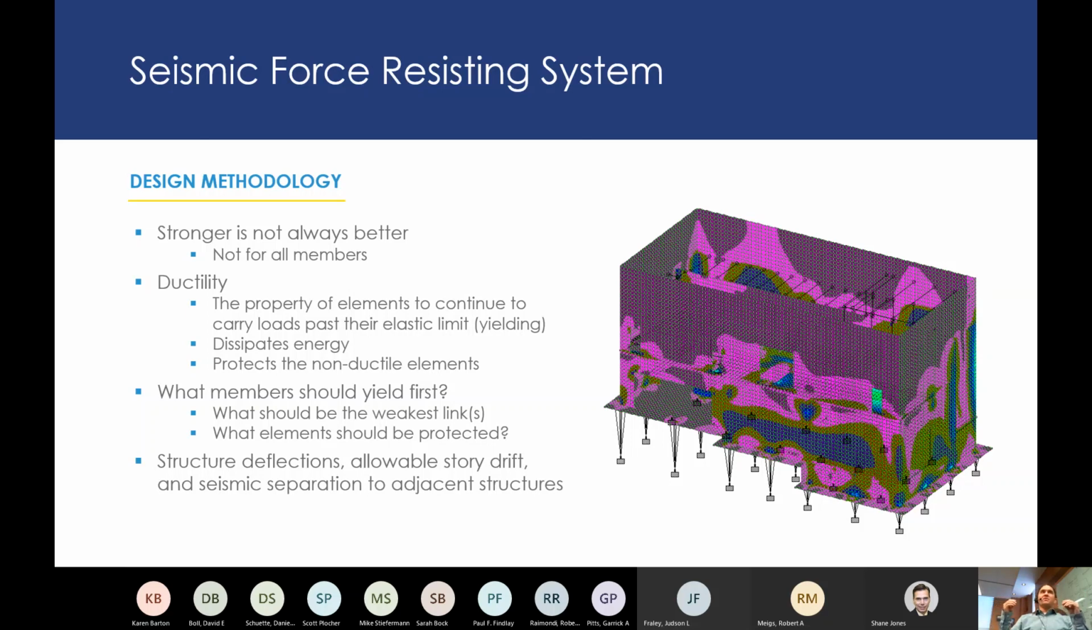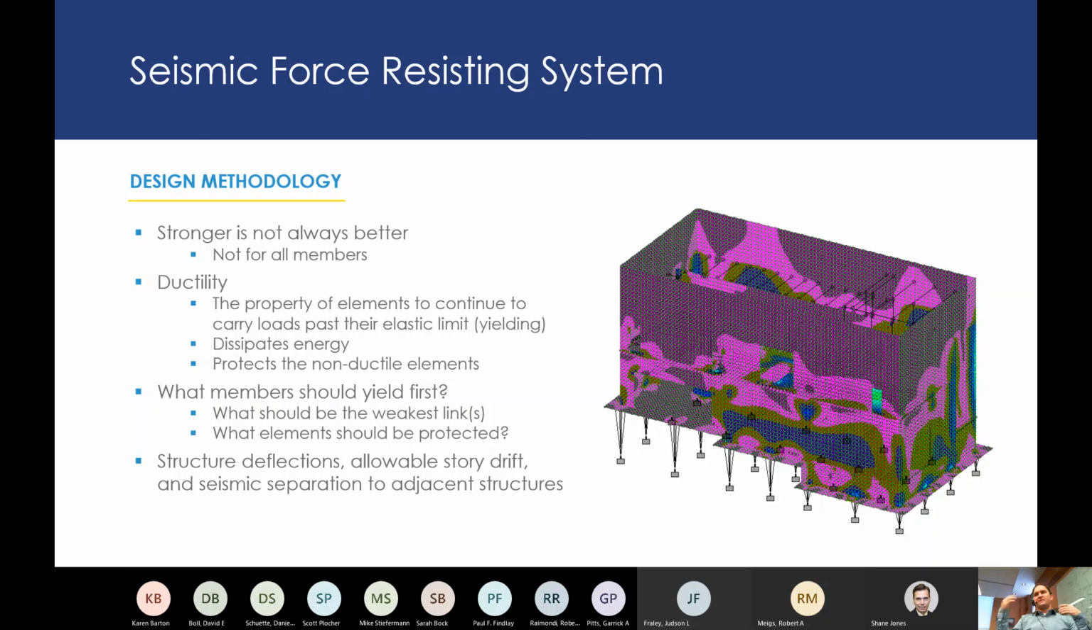Also, ductility we use to protect the non-ductile elements. Non-ductile elements are critical items like connections, beam to column connections, and the column to foundation connections. We really need to protect those elements because if they fail, it's a non-ductile failure and it can be catastrophic because everything hinges on that one point. So in order to do that, we decide what should yield first. We actually plan on what yields. So it's this weakest link mentality.